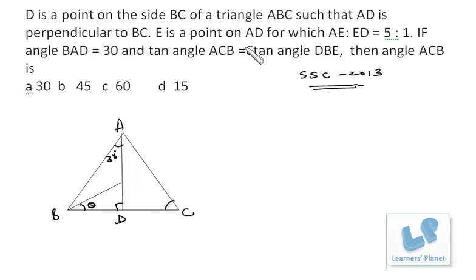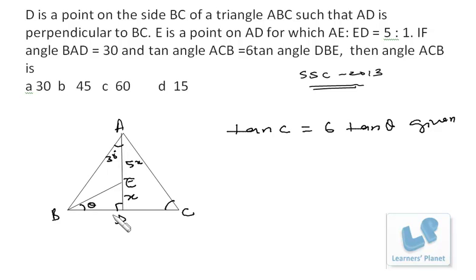And what is given? E is a point on AD for which AE is to ED is 5:1. So AE is to ED is 5:1. So I suppose this to be 5x and this to be x, right? Now tan angle ACB. Here I take ACB as C. So tan C is equal to 6 tan theta, right? That is given, right? DBE, that is theta. So that's given. Now the problem becomes very simple.